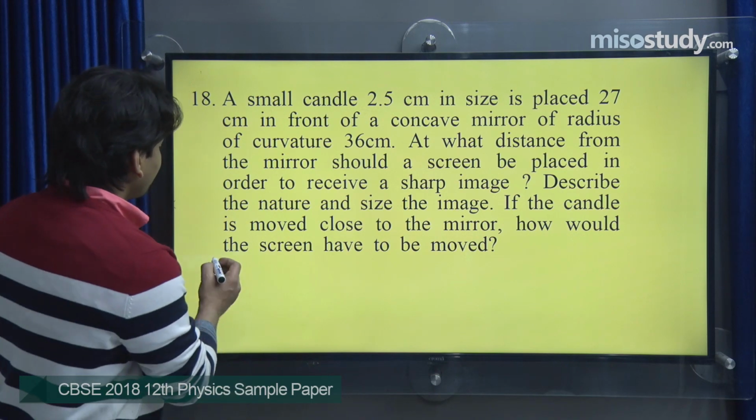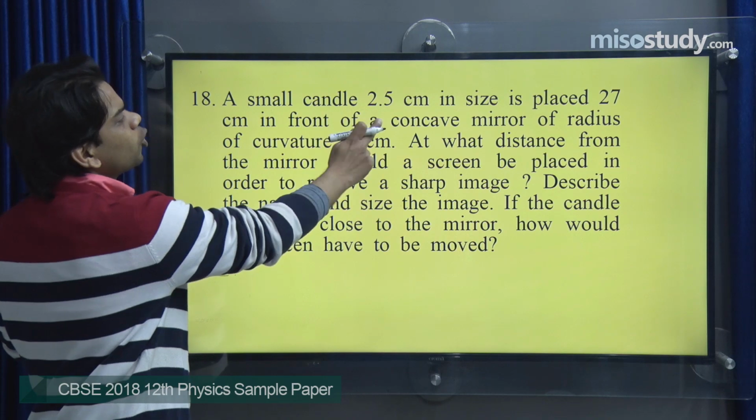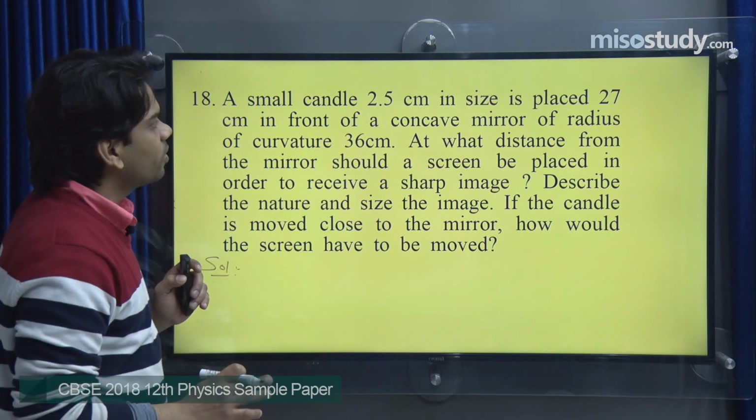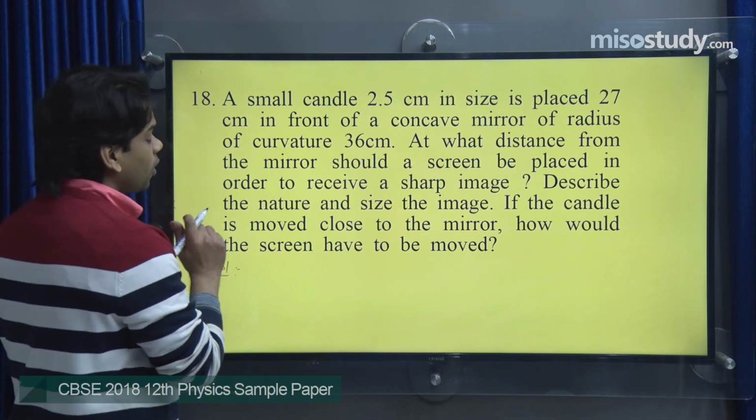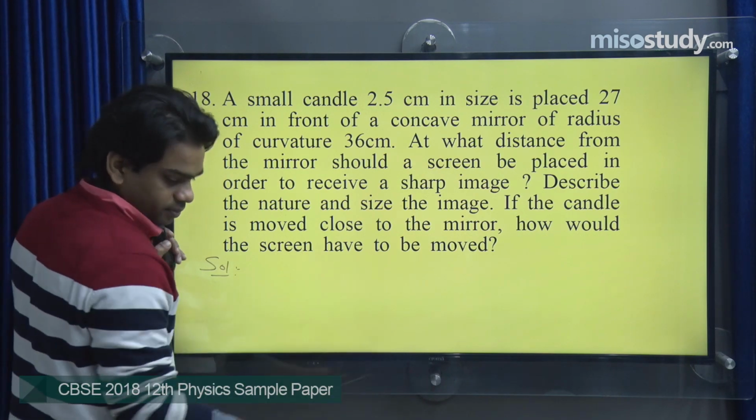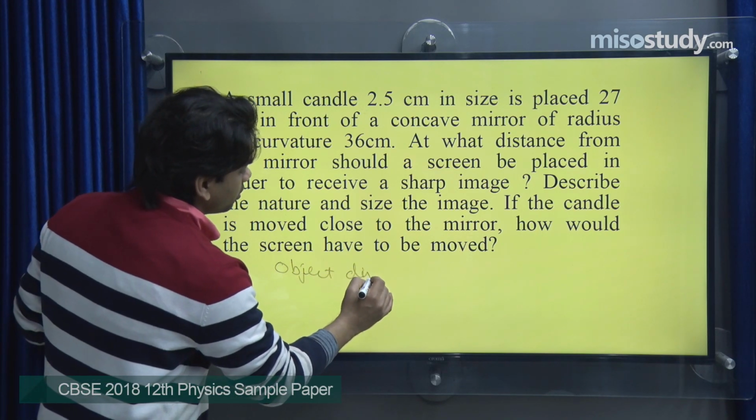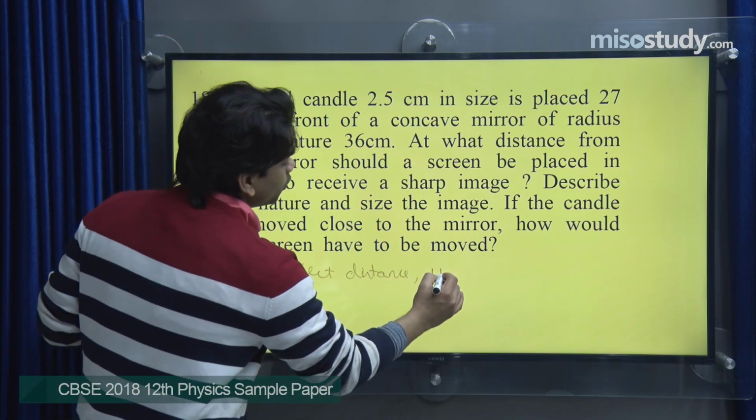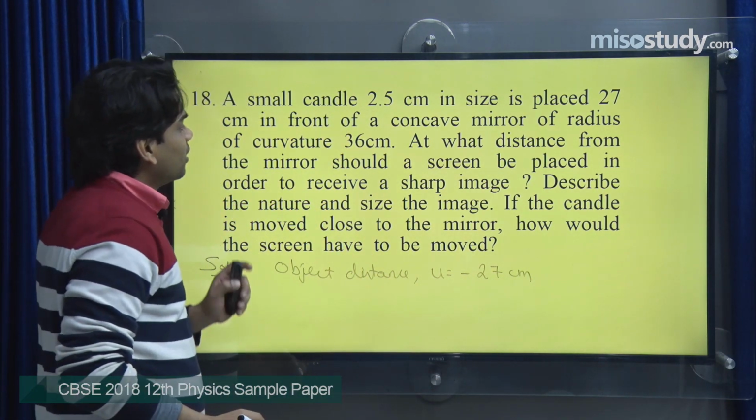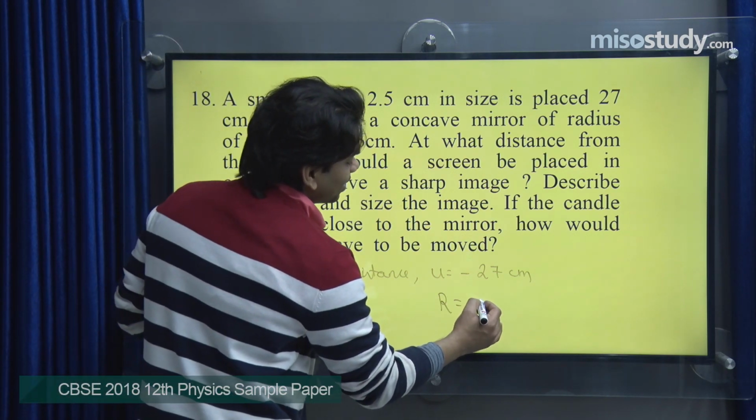Now let us write down the various data that has been provided in the question. Small candle 2.5 centimeter in size. First of all, size of the candle we know 2.5 centimeter is placed 27 centimeter in front of a concave mirror. So the object distance, that is u, is given as 27 centimeter. So this is minus 27, that is required. Radius of curvature, I am writing this as 36 centimeter.